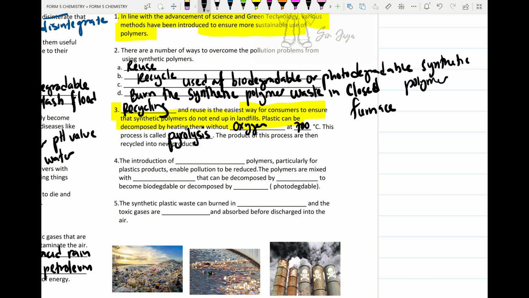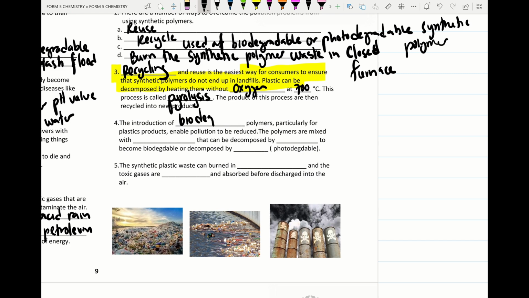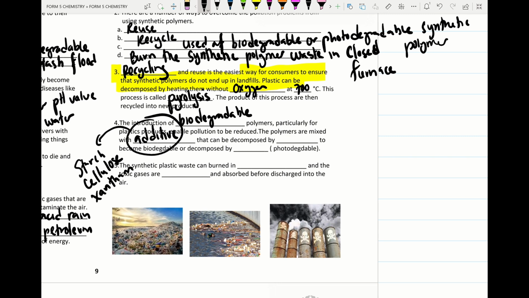All right, the product of this process are then recycled into new product. The introduction of biodegradable polymer, particularly for the plastic product, enable pollution to be reduced, and the polymers are mixed with additive such as starch, cellulose, xanthan, and that can be decomposed by bacteria to become biodegradable or decomposed by light, and this is known as photodegradable.